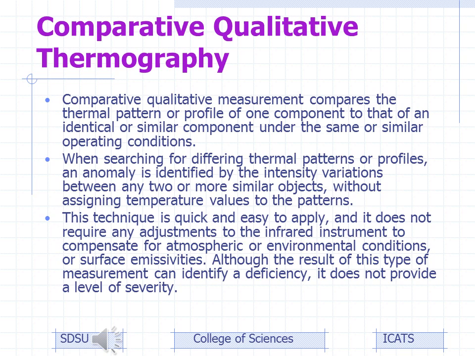This technique is quick and easy to apply. It does not require any adjustments to the infrared instrument to compensate for atmospheric or environmental conditions or surface emissivities. Although the results of this type of measurement can identify a deficiency, it does not provide a level of severity, which is applied only by the thermographer himself, comparing that to the standard that they're using.